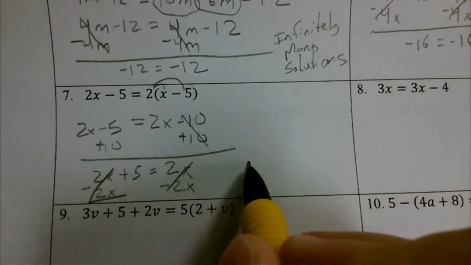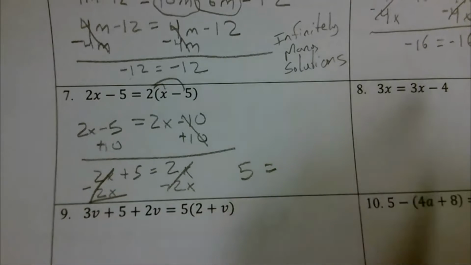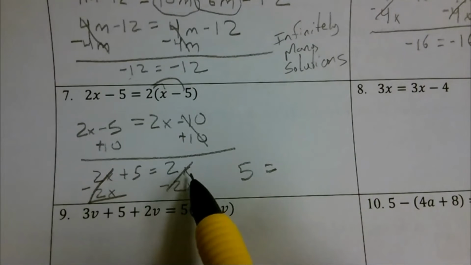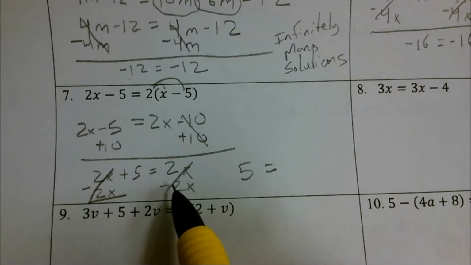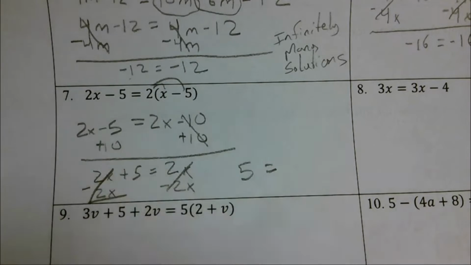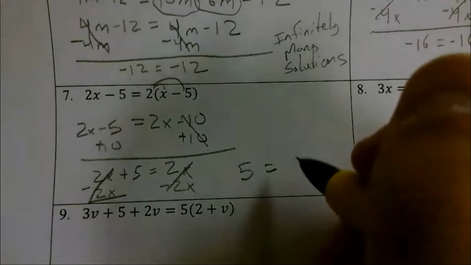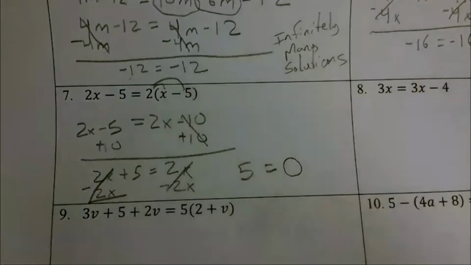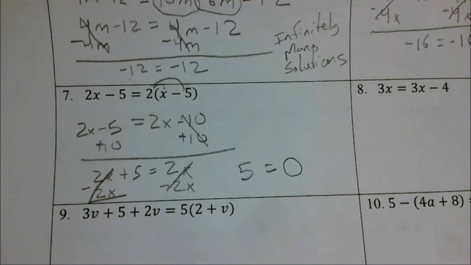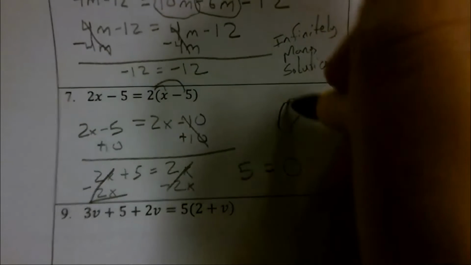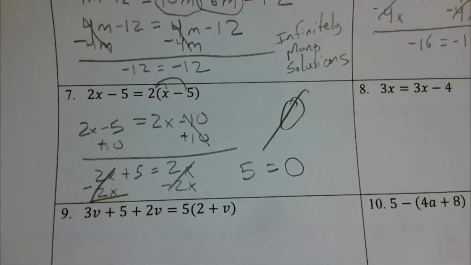Now, when things cancel like that, I'm going to write over here again. When things cancel like that, it's not like there's nothing over here anymore and we're just left with 5. This turns into a 0. Okay? So again, if it makes a statement that's not true, there's no solution. And we can write it just like that.